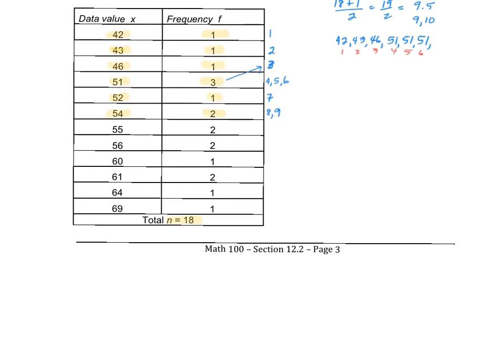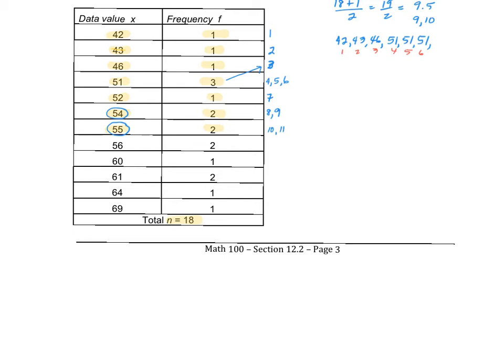Okay, so remember, I was looking at position 9 and 10. So it looks like 55, I have 2 of those. That would be position 10 and position 11. So 54, the data value of 54 is in position 9. The data value of position 10 is that 55.